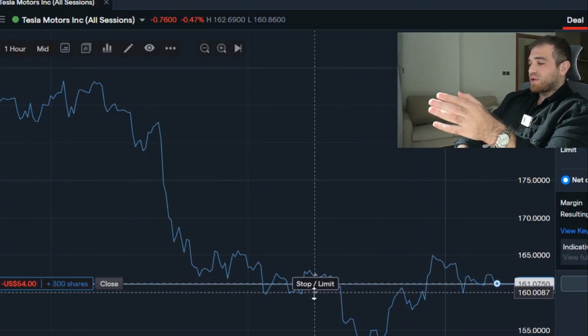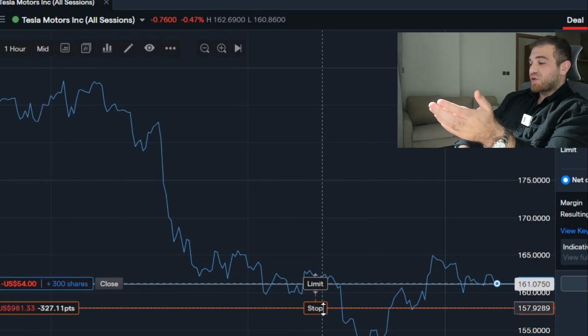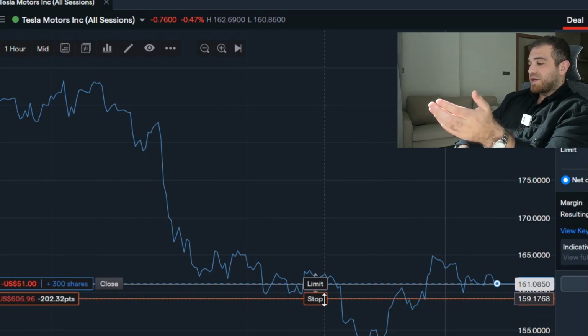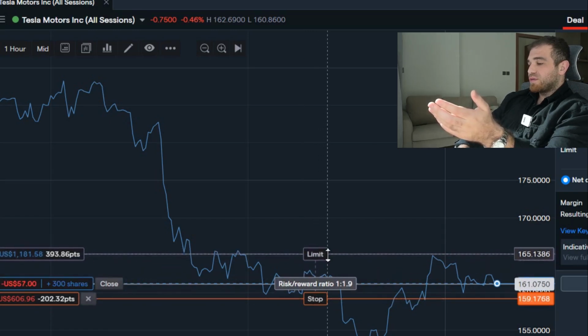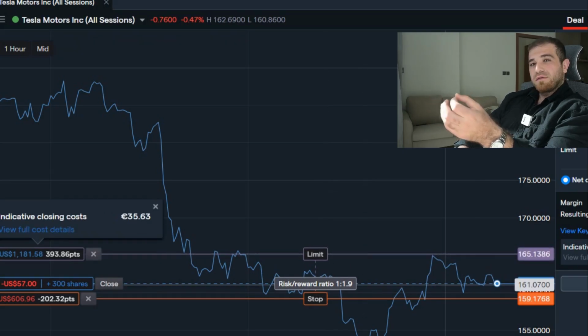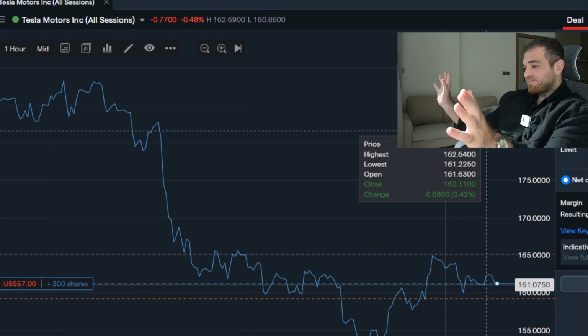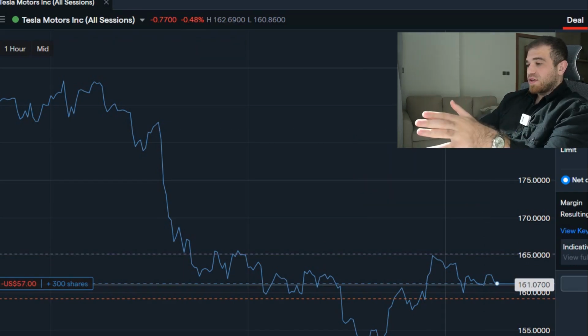So the trade is complete. We actually just entered the trade. My stop loss is right here at 159, and my limit order is going to be right here, which generates about $1,000. 165 is my limit order. Okay, 300 shares, that's all. Now, I wait and see.